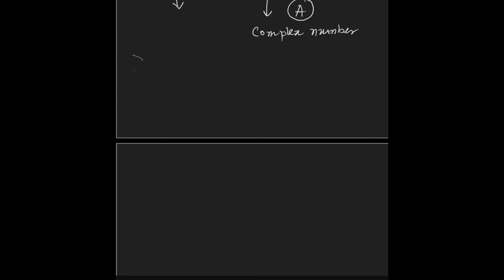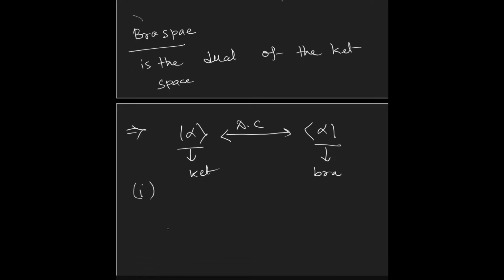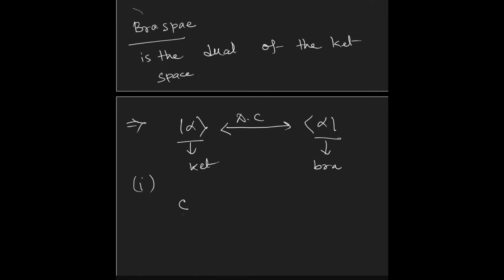There is another important concept called bra space. Bra space is the dual of the ket space. Corresponding to each ket space, there is a dual corresponding bra space. This is the ket. This is the bra. Now there is a postulate that if C is any general complex number, then the dual correspondence of the state vector C times alpha will be C star times the bra alpha, where C star is the complex conjugate of the number C.